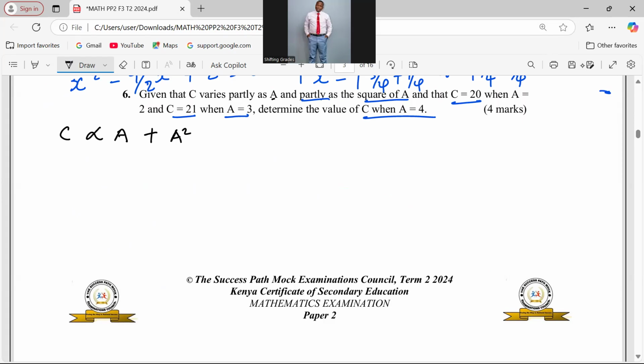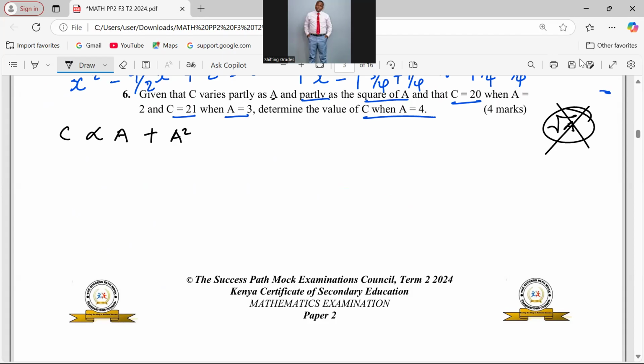Students are also supposed to be very careful when interpreting that part, square of A. Some of them will see square of A and end up writing the square root of A, which is really wrong. So read the question carefully. Square of A means A squared.